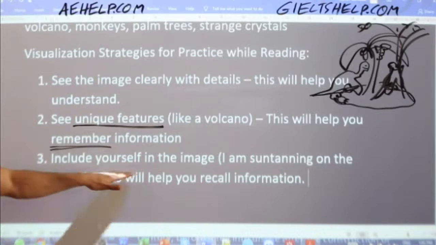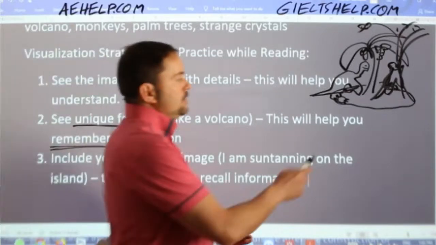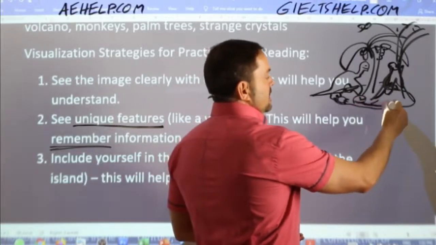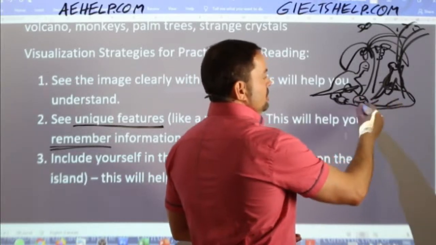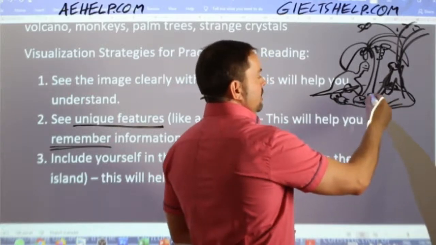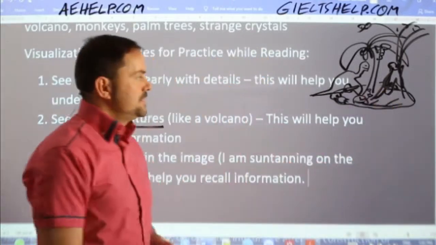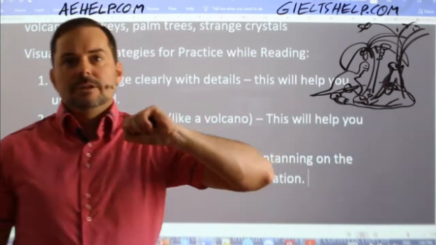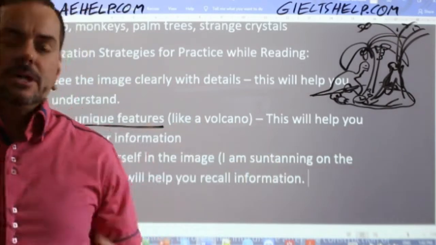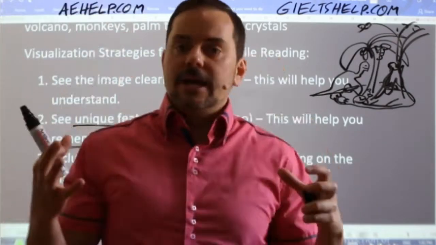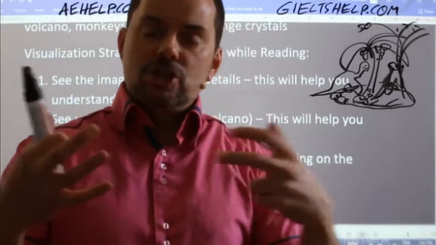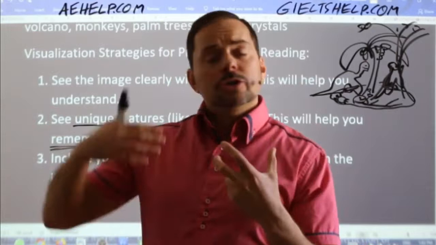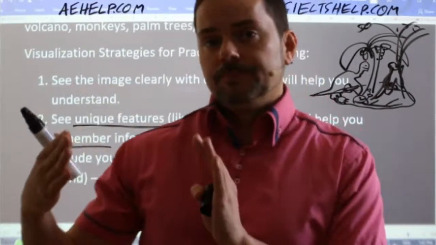All right, and then the third step is include yourself. Okay, that's a very, very important step. So this is Adrian here, and I'm laying down and I'm suntanning on the beach, okay, having maybe a margarita. I don't know if you can see that. So I'm on the beach on this island. And the reason for that is because when the brain feels like it's involved in the information, then it has a much easier time to recall, even in short term, okay?